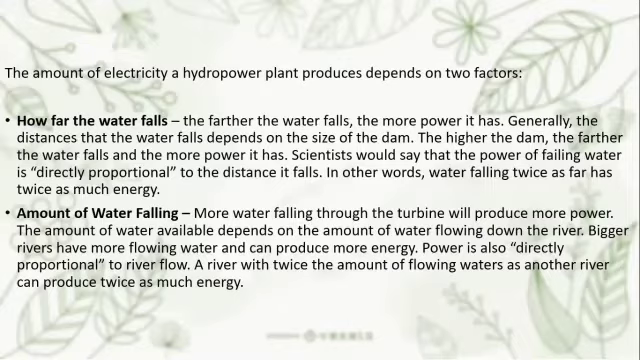Next is the amount of water falling. More water falling through the turbine will produce more power. The amount of water available depends on the amount of water flowing down the river. Bigger rivers have more flowing water and can produce more energy. Power is also directly proportional to river flow. A river with twice the amount of flowing water of another river can produce twice as much energy.